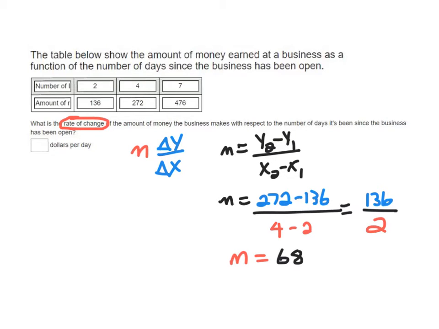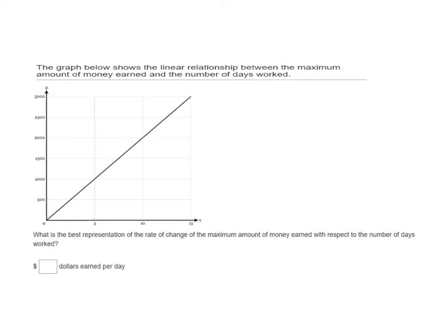So basically what this is saying is that the rate of change, the amount of money the business makes with respect to the number of days it has been opened, is $68 per day. So the slope, the rate of change, was 68 per day. All right. Next question here.